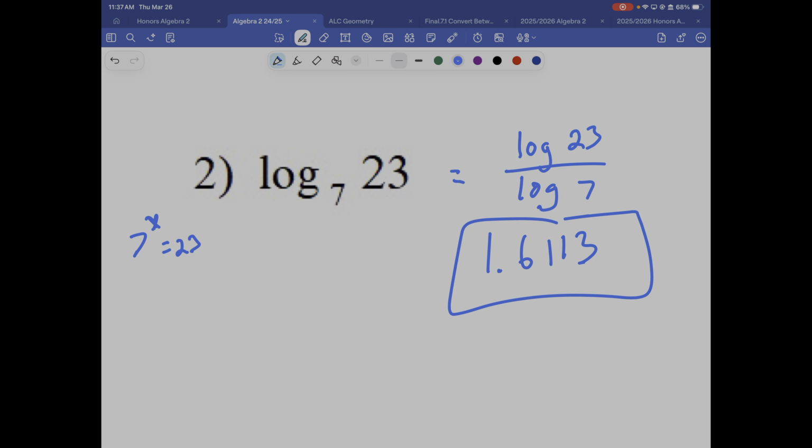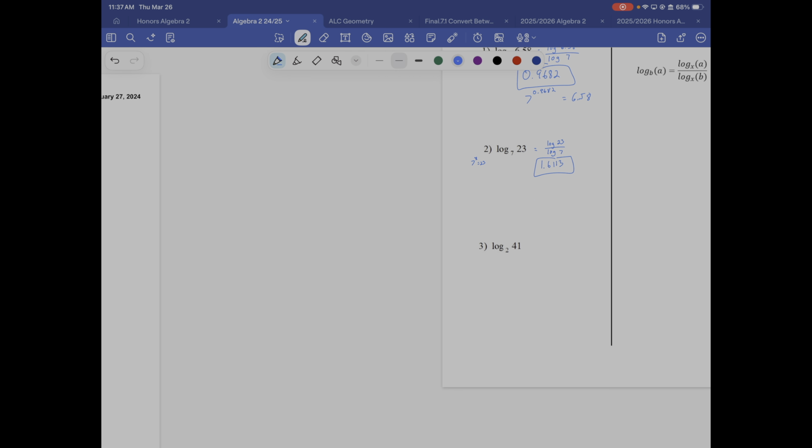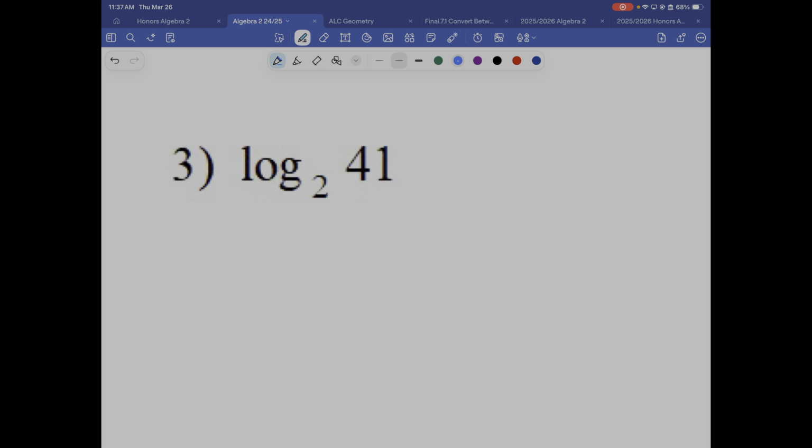Change of base formula is huge. You need to be able to use this, and you need to be able to do it well, because you can kind of imagine where this is going with our next step. So why don't you go ahead and find the answer for number 3, and we should be able to move on after that.